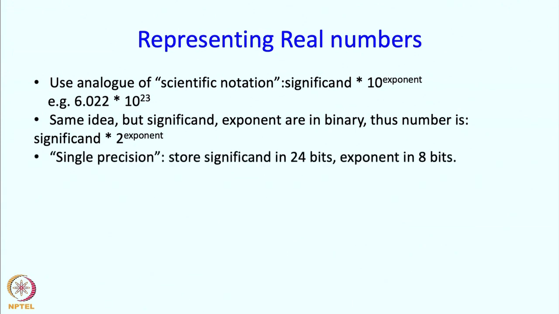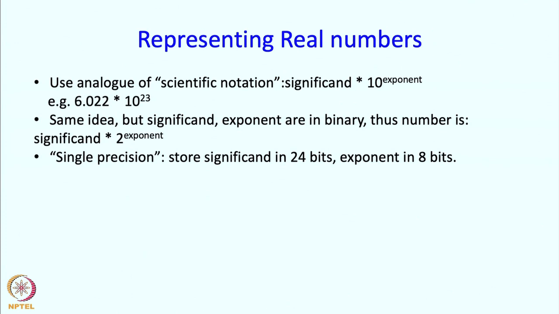So the question is, how many bits do you allocate for the significand and the exponent? This representation scheme called single precision says that I am going to store the significand using 24 bits and the exponent using 8 bits. One important point is that when we are storing floating point numbers, it really is in two parts: the significand part and the exponent part. And you may further note that the significand also might have a sign and the exponent might also have a sign. So each of these really is also in two parts.